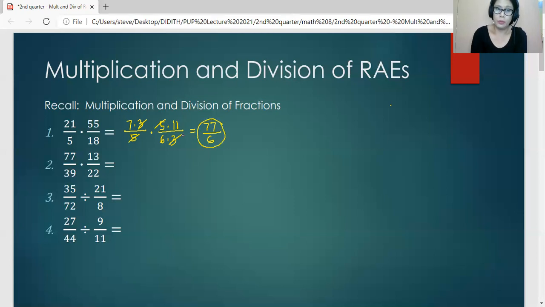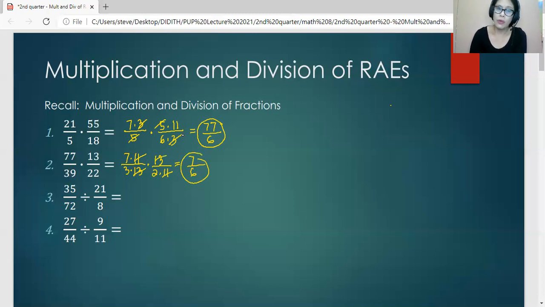For number 2, we will factor 77. The factors of 77 are 7 and 11. For 39, we have 3 and 13. And then 13 is a prime number, so we'll just rewrite 13. 22 is 2 times 11. And then cancel the common factor. So we have 13 and then 11 here. So we have 7 all over 6.